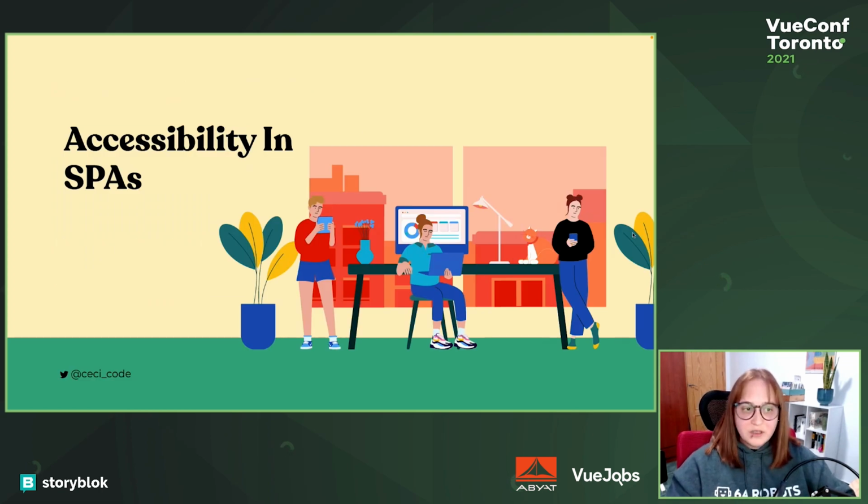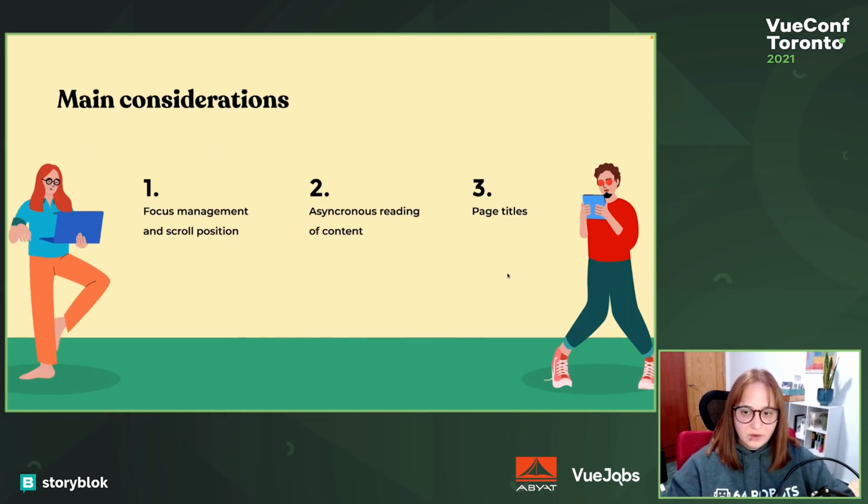So let's talk a bit about some specific things that happen with accessibility in single page applications. There are many things to do. This is a rabbit hole, as everything in programming, but I'm going to talk about three considerations that I think we should always have when building Vue applications. That is focus management and scroll position, asynchronous reading of content, and page titles.